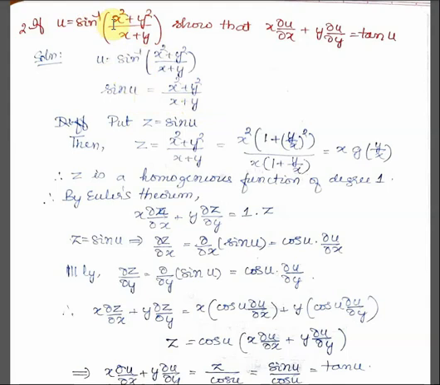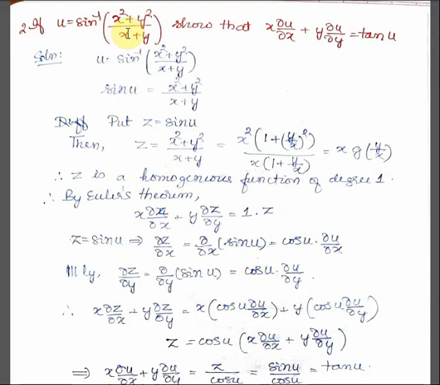When sine inverse of something is here, I cannot convert this into a homogeneous function directly, because whatever I do, I cannot take this x square outside, neither can I take this x outside. So this u is not a homogeneous function. So directly for u, I cannot apply the Euler's theorem.